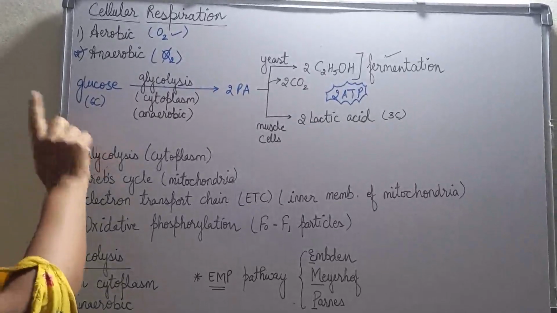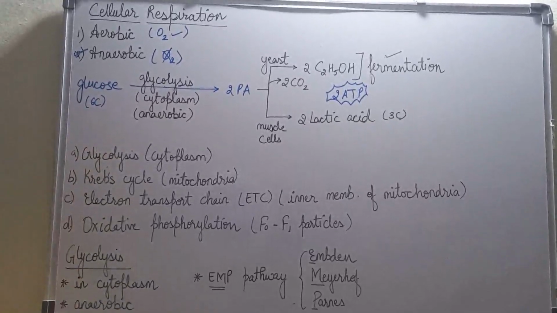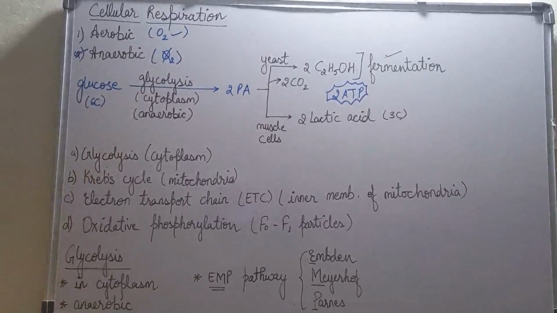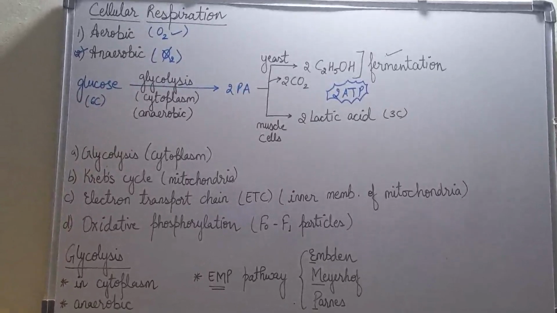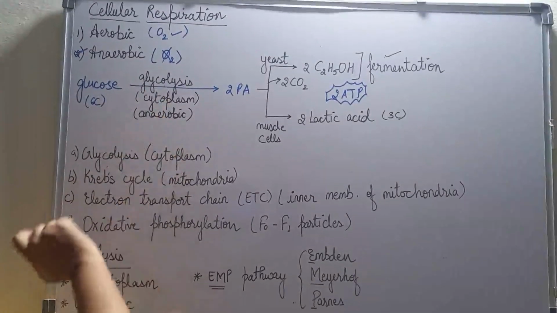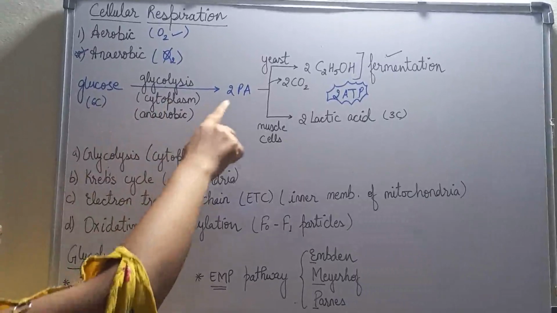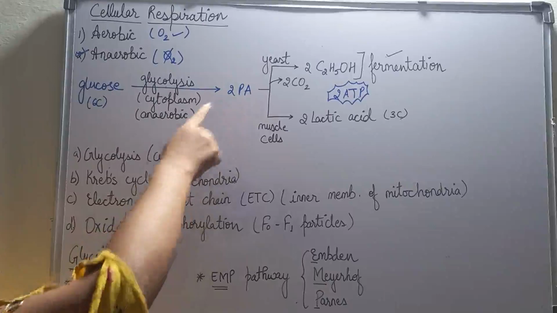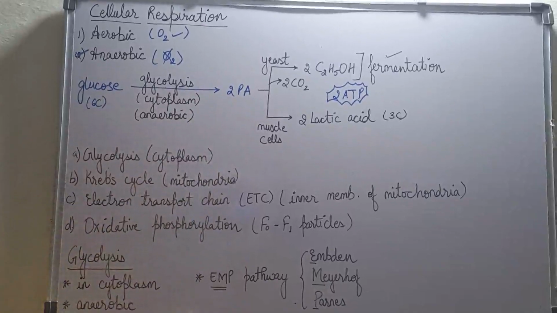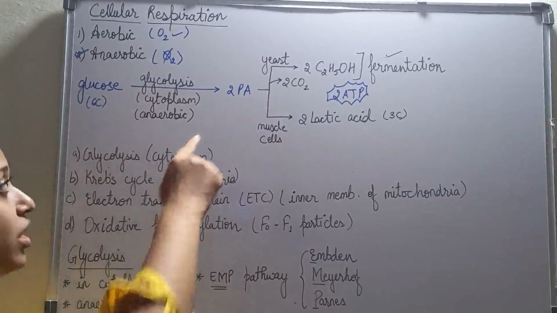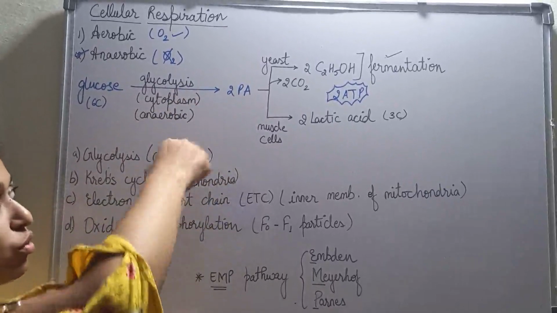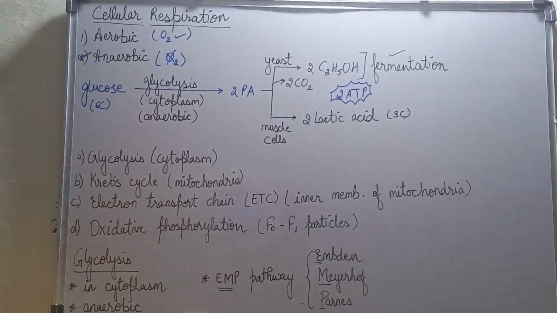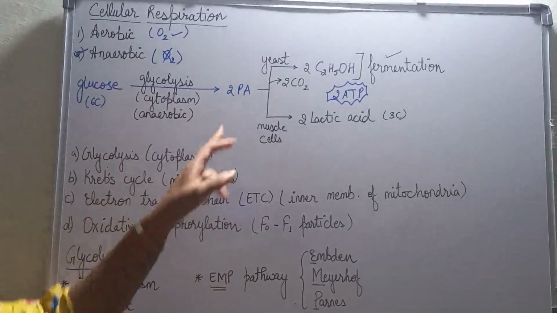So, first of all, as I told, that breakdown of glucose to release energy. Glucose is a 6-carbon compound, and glucose undergoes glycolysis to form 2 molecules of pyruvic acid. This is a 3-carbon compound. Our pyruvic acid is a 3-carbon compound, and that's why we are adding here 2 molecules of pyruvic acid. 2 molecules of pyruvic acid means ultimately 6 carbon will be present here also.